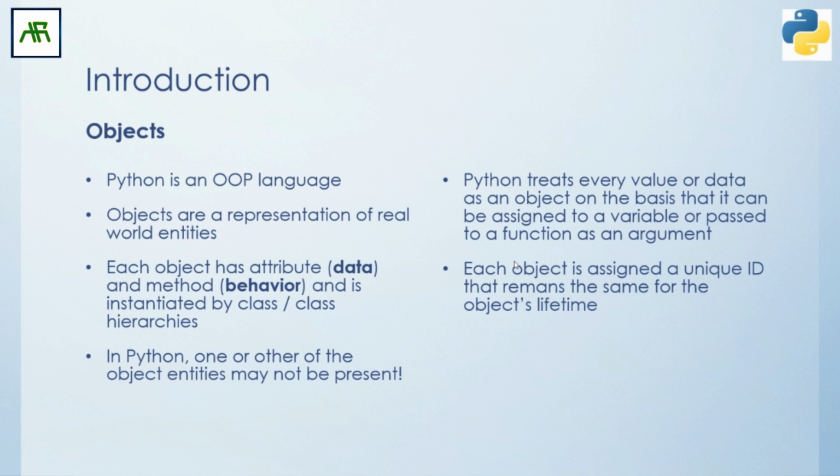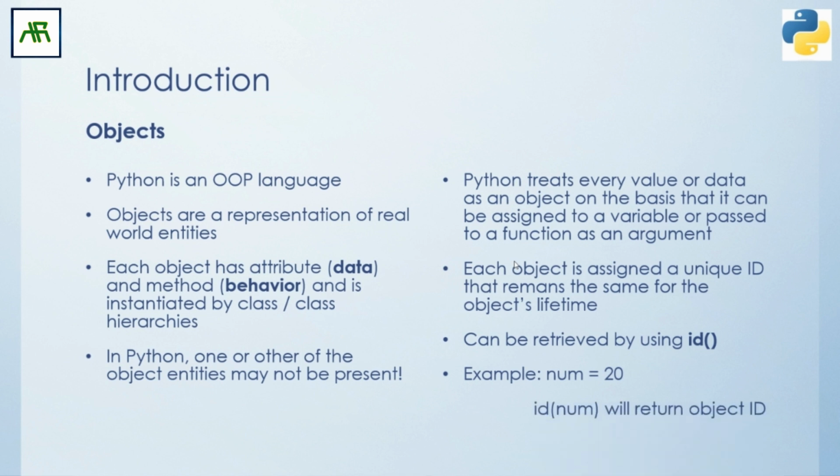When you say unique ID, it is an identifier for the particular object for a value. I can use different names for the same value, but the ID remains the same for that particular object. The value of the ID can be retrieved by id of the variable or the object. For example, num equal to 20. Num is the variable or identifier here. The ID of num can be retrieved by id of num. This will return an object ID. It's a numerical value which is unique for every object.